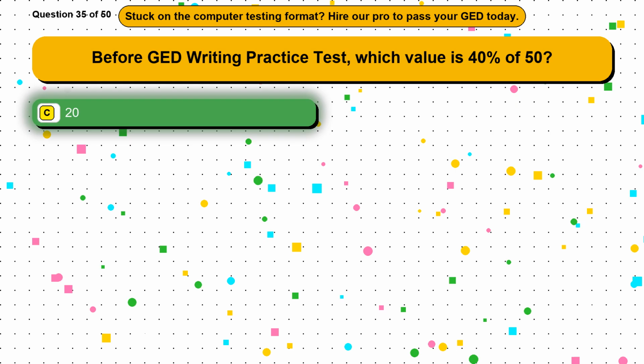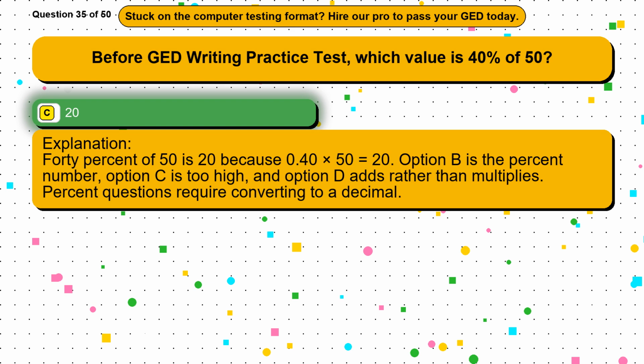The correct answer is option C, 20. 40% of 50 is 20 because 0.40 times 50 equals 20. Option B is the percent number, option C is too high, and option D adds rather than multiplies. Percent questions require converting to a decimal.